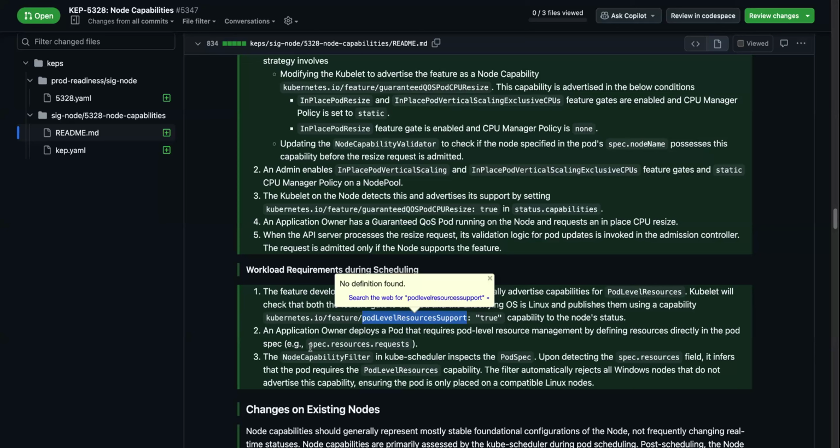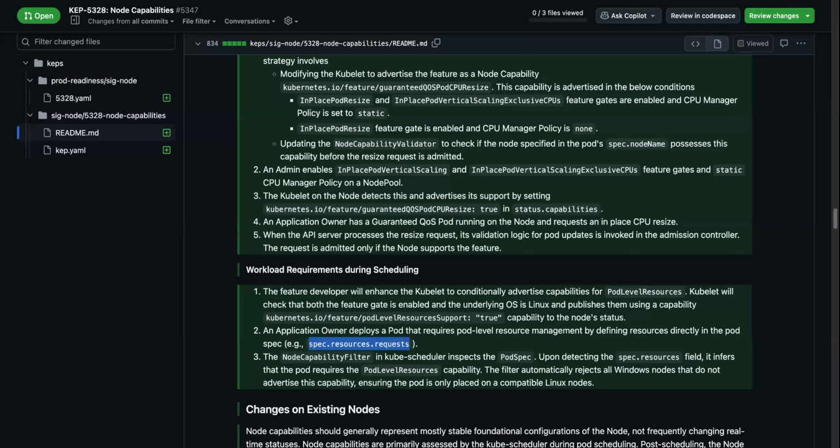and exposes a capability called pod level resources support. On the scheduler side, we can look at the pod spec, and in pod spec resources, using that we can infer that the pod is looking for pod level resources. Based on these two things, we can filter out the nodes that do not have the feature. This is one example, but by looking at the pod spec we can infer a bunch of features that it needs and use them to filter out nodes.